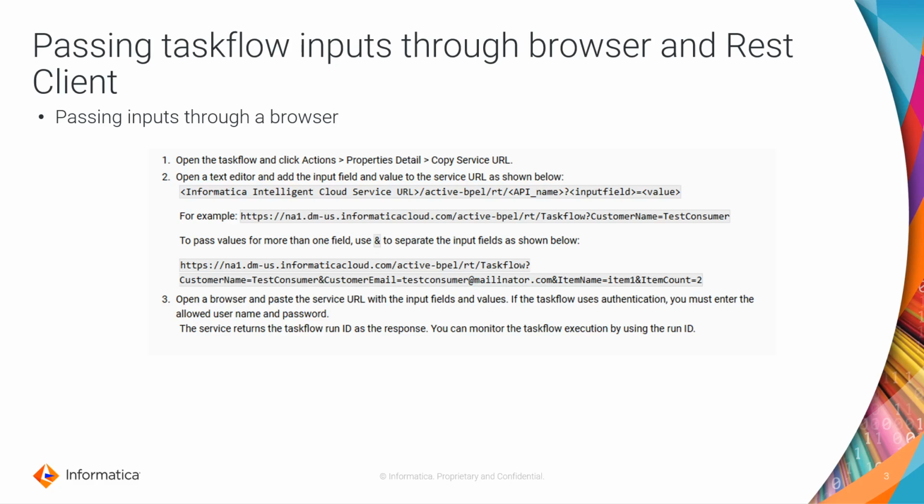Then after that you have some standard path, active bpel rt, that by default you don't need to change. Then you will specify the API name that you gave to your Taskflow. In the demo I will show you where you can get this information, and you can give any name that you want to your Taskflow. By default the API name is also the same name that you gave to your Taskflow, but you can change the API name so that you are free to do those modifications.